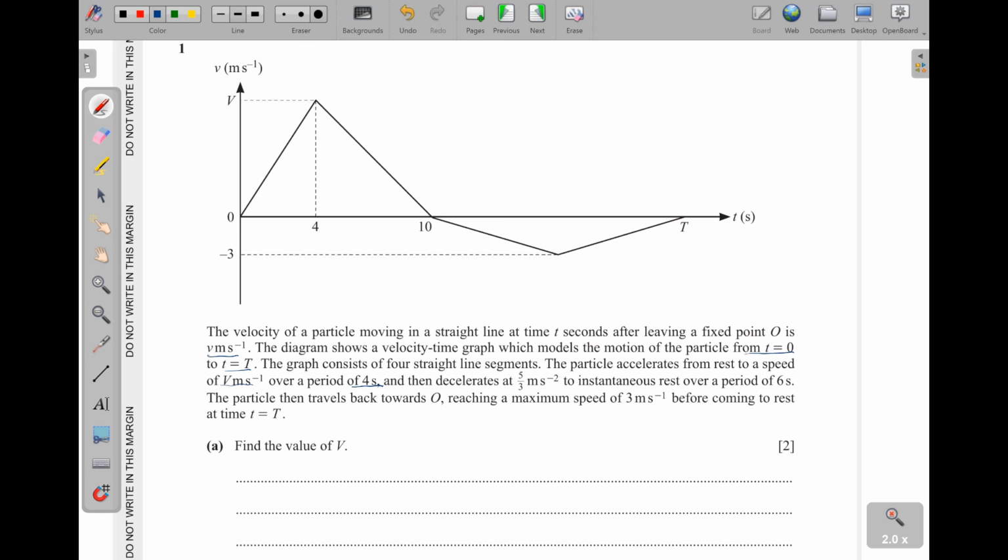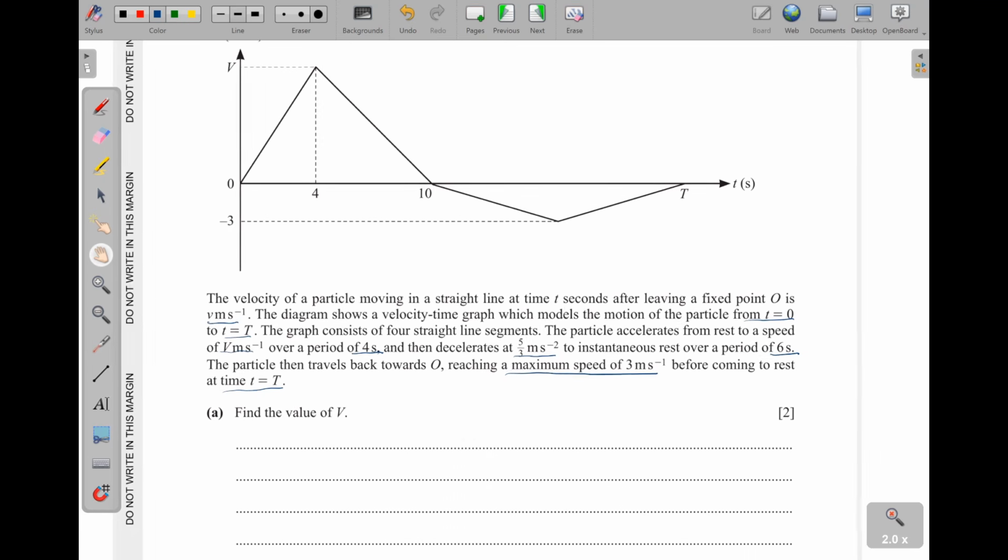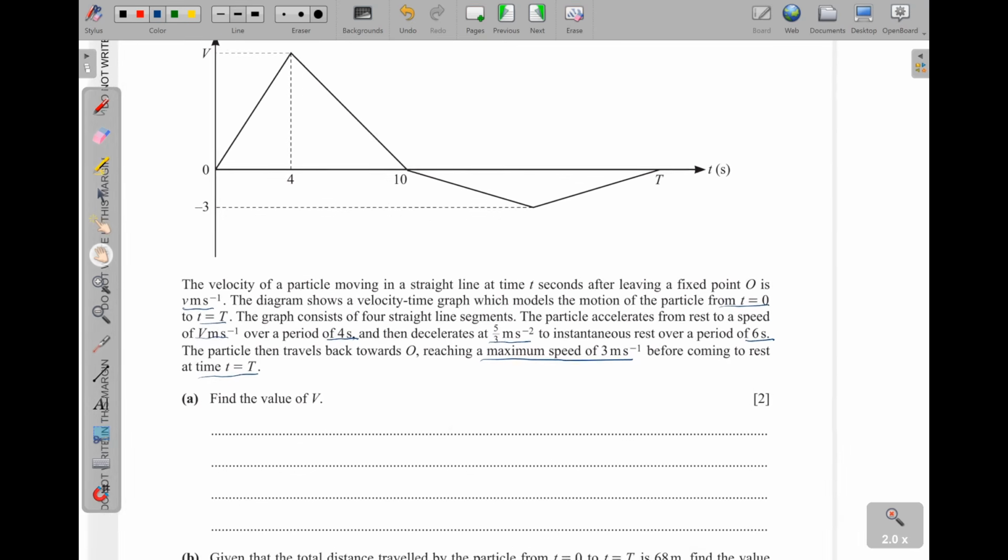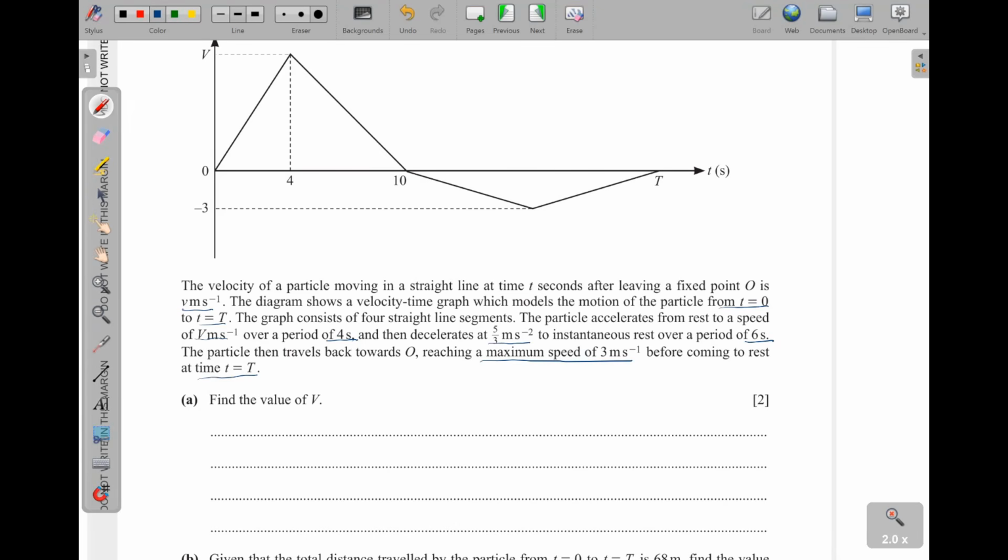and then decelerates at 5/3 meters per second squared to instantaneous rest over a period of 6 seconds. The particle then travels back towards O, reaching a maximum speed of 3, before coming to rest at t = T. Now, they want us to find the value of v. So we can use deceleration.